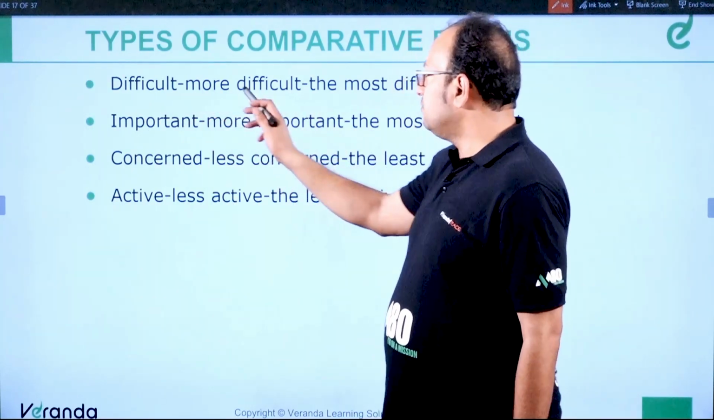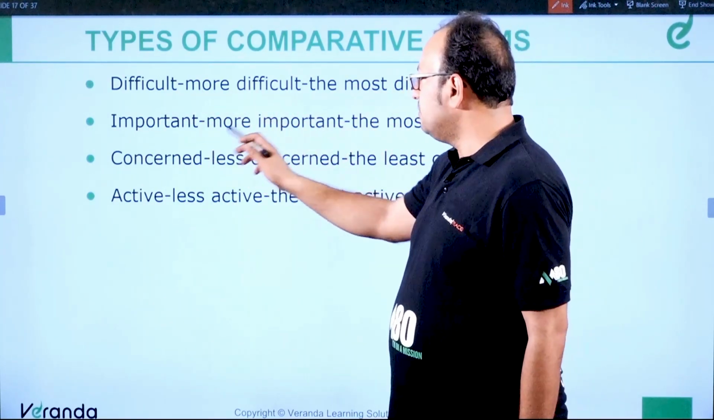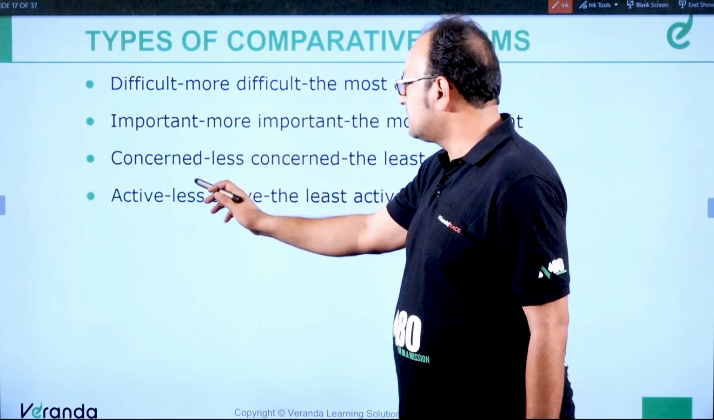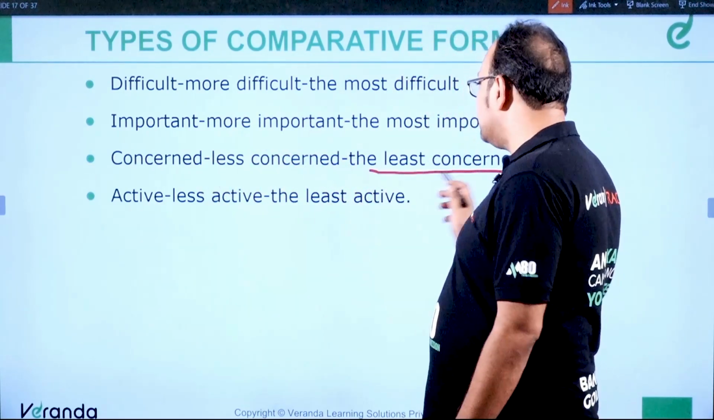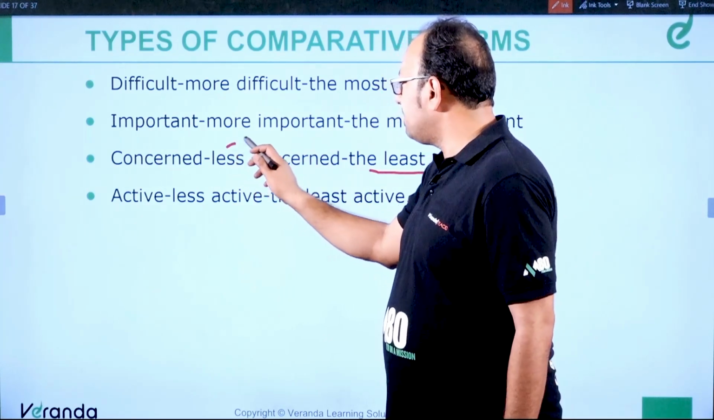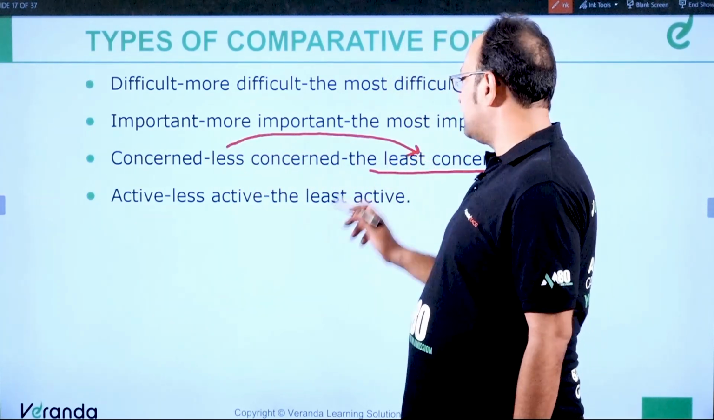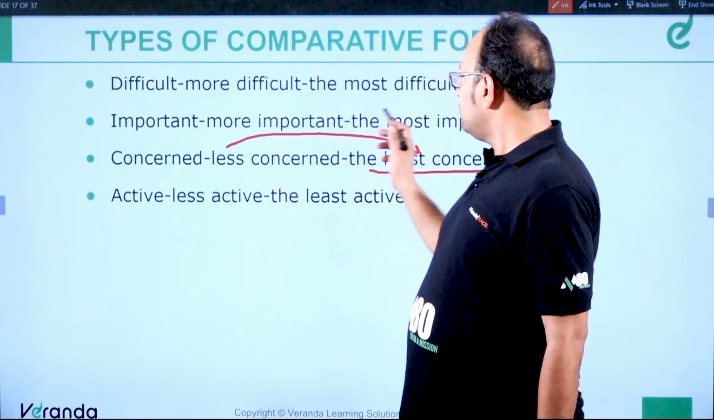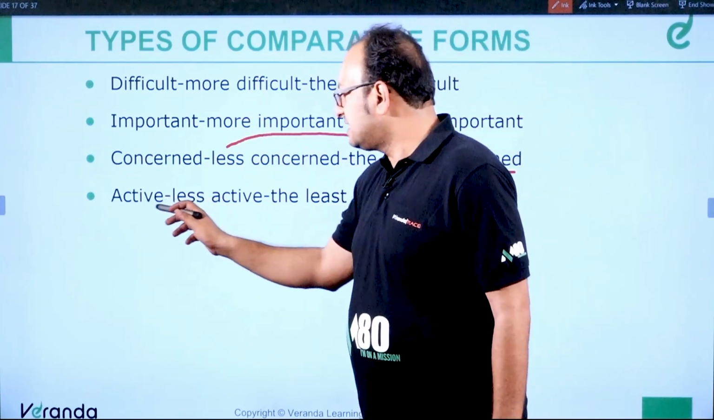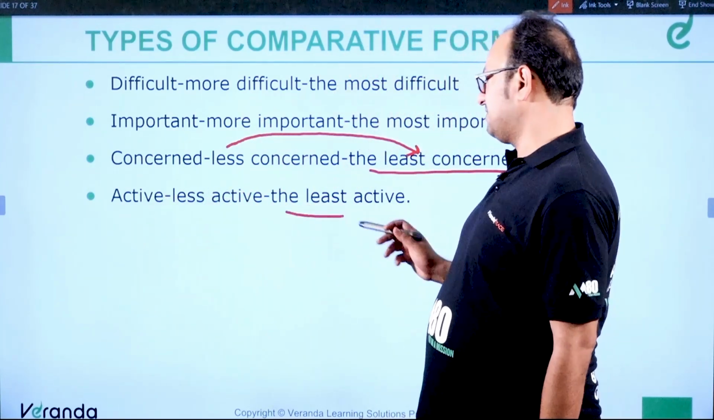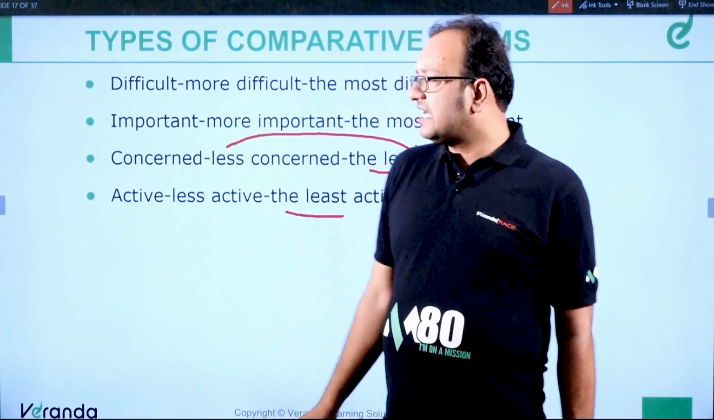So, difficult, more difficult, the most difficult. Important, more important, the most important. Concerned, less concerned, the least concerned. So, less is the comparative, so least is the superlative. More is the comparative, so most is the superlative form. Active, less active, the least active. Moving ahead.